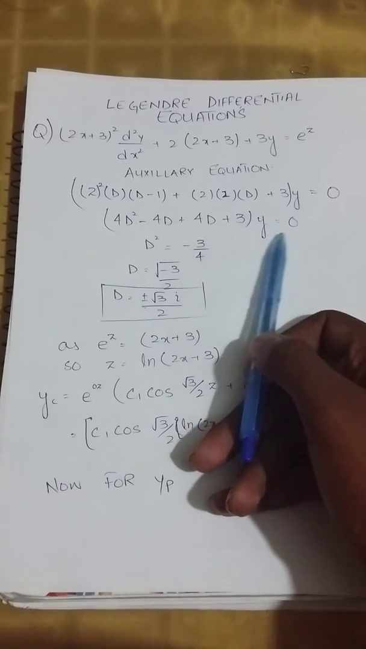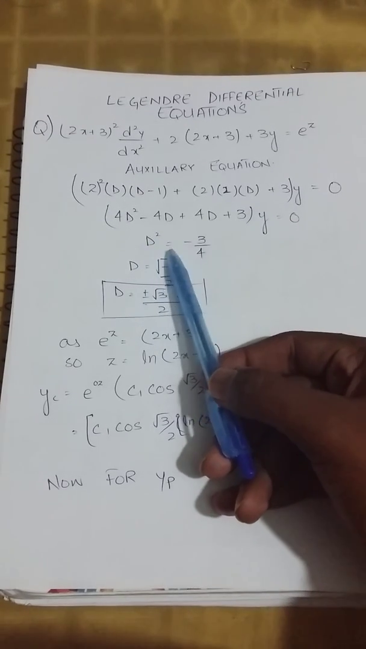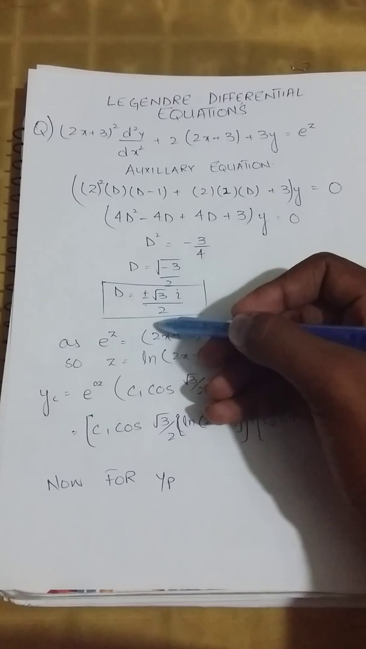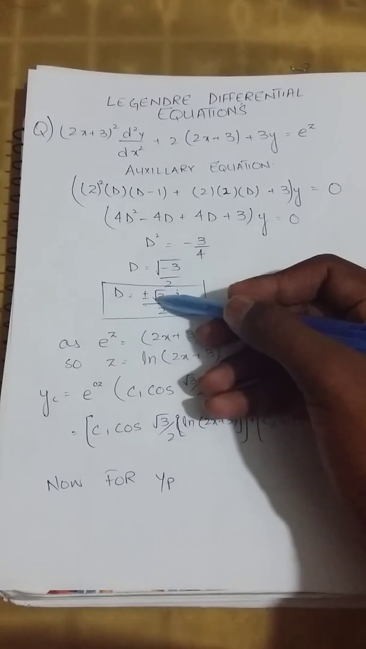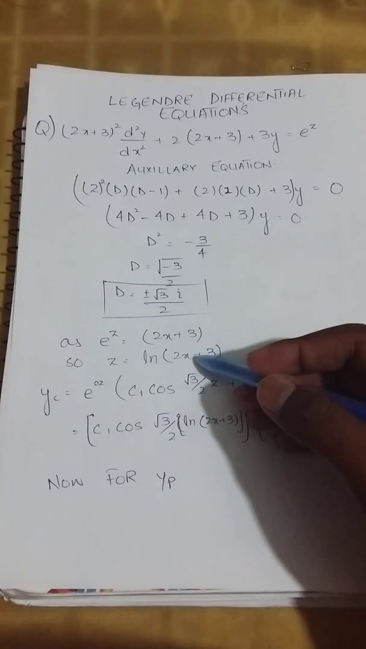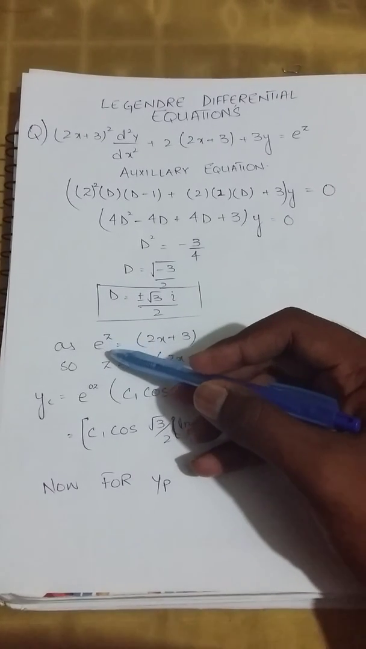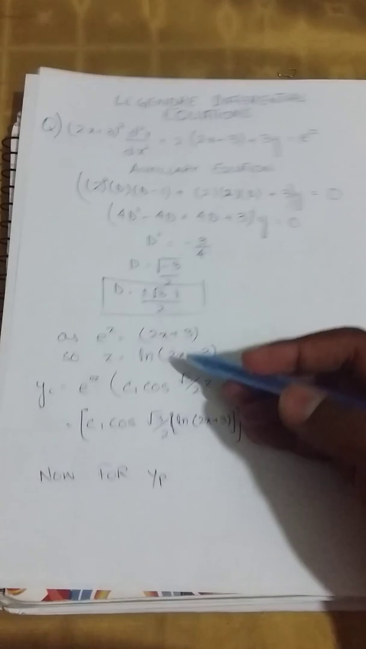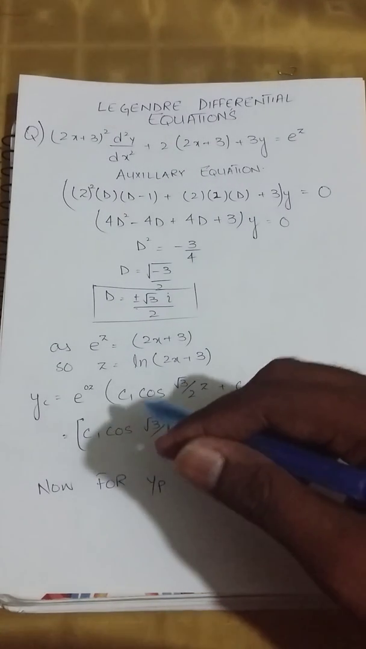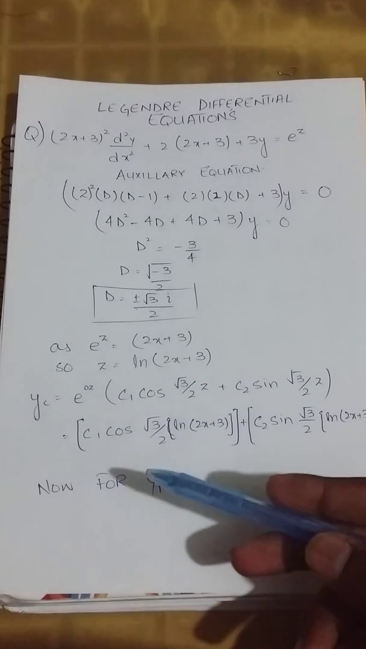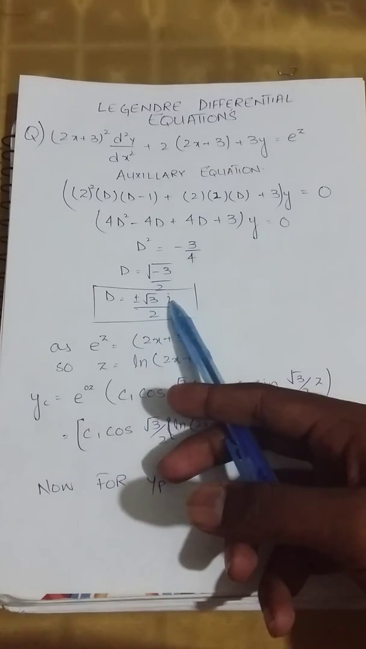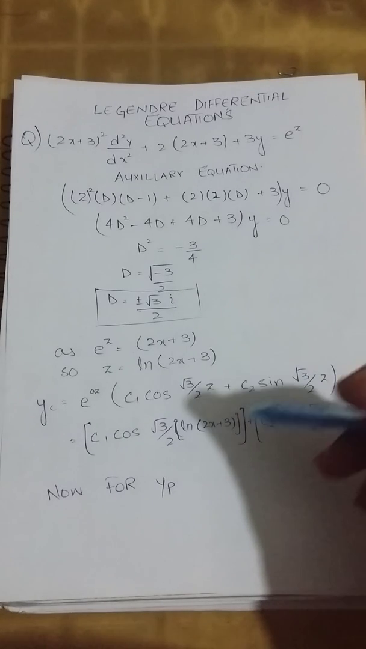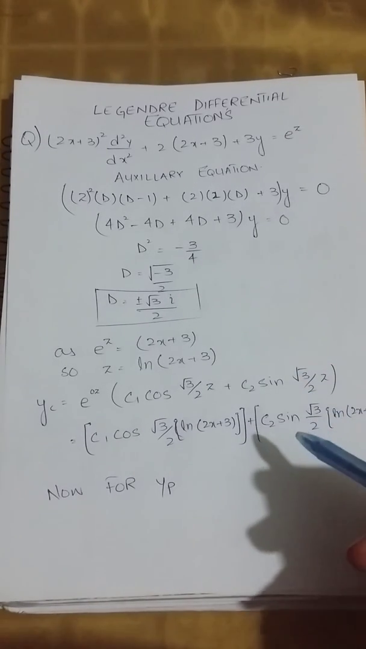The y becomes 0 when it's divided here, and the rest becomes D² = −3/4, which becomes D = root of −3 divided by 2. So here we've got a number which is ±√3 i/2. Now we write here e^z = 2x+3. So when we apply natural log, it will become z = ln(2x+3). Now we've got to find the yc of this equation. The yc is, as we have an i in here, e^(0z), as there is no power of e, times c1 cos(√3/2 z) + c2 sin(√3/2 z). Okay, now we're going to simplify it.